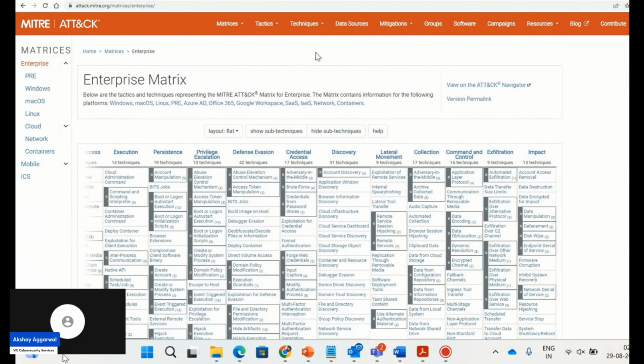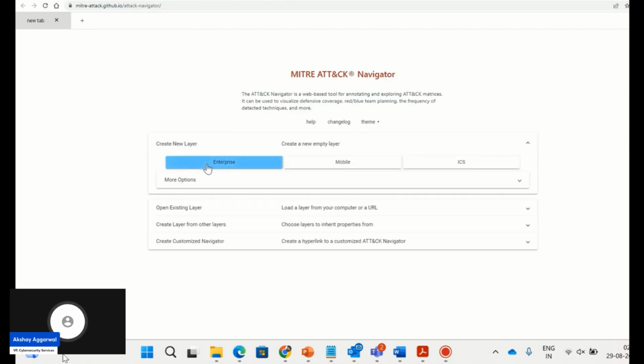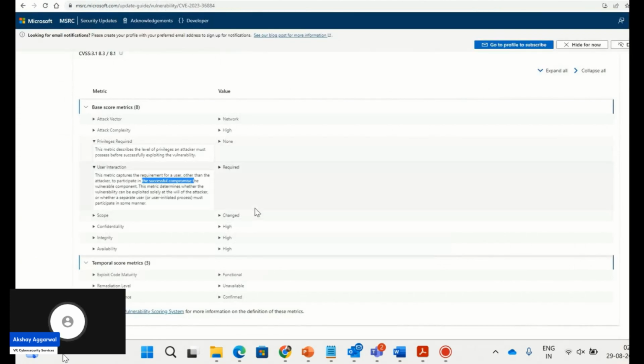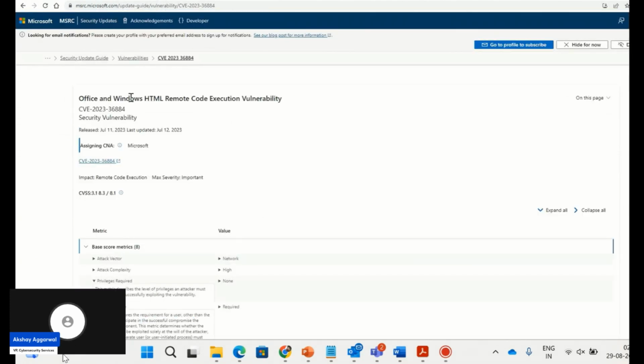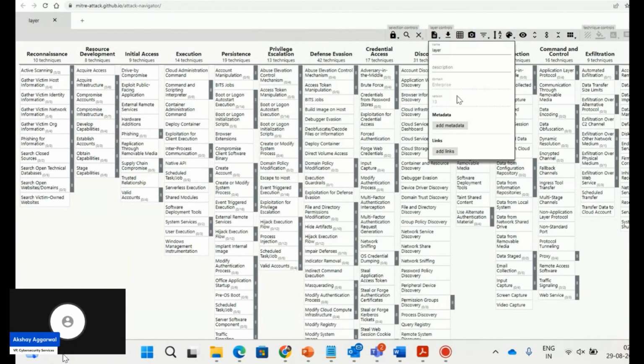We'll go to the ATT&CK Navigator section. This is the website using which you can map out the CVE or the vulnerability to this framework. We will create a new layer. We'll choose enterprise, but as I said before, if the vulnerability is for mobile or ICS, then you can choose that accordingly. Since this vulnerability affected the enterprise application, I have selected enterprise here. It is a remote code execution vulnerability. And you may now want to give a description of your choice. Let's just call it the same name, CVE-2023-36884.